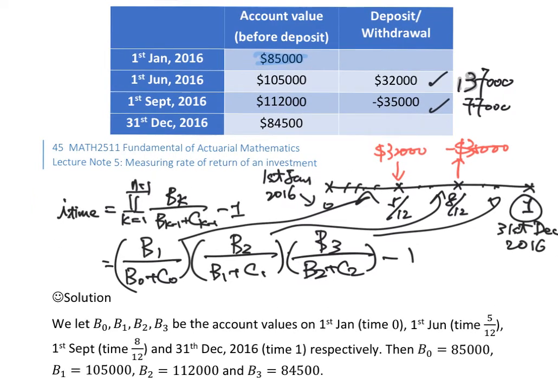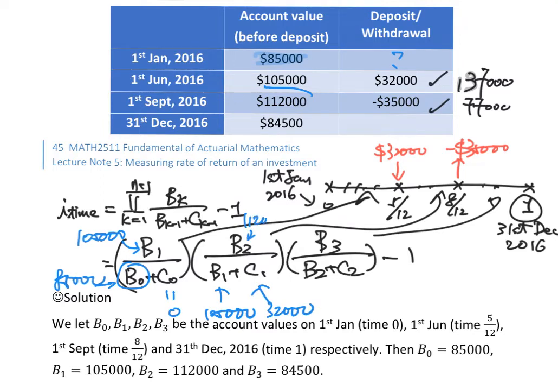So you just put these numbers into the right place. First of all, B0 will be 85,000. For C0, because at that time you don't have any withdrawal, this will be equal to 0. For B1, that will be 105,000. For C1, at that point you make the deposit, so you get 34,000. For B2, that will be 112,000. And for C2, because you do the withdrawal, that will be minus 35,000.